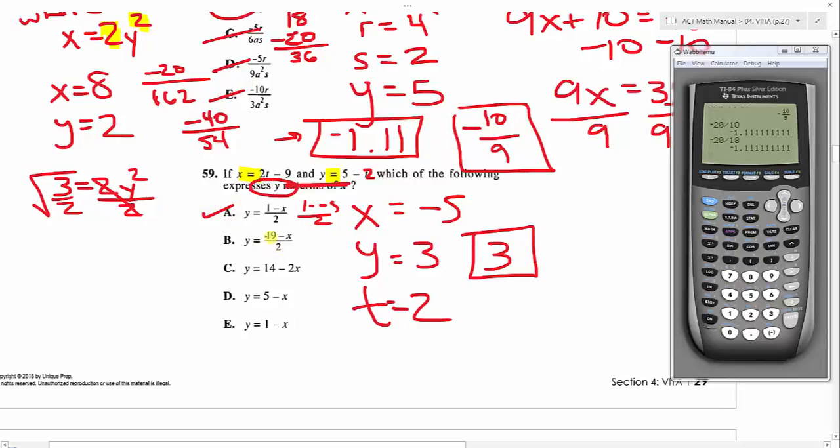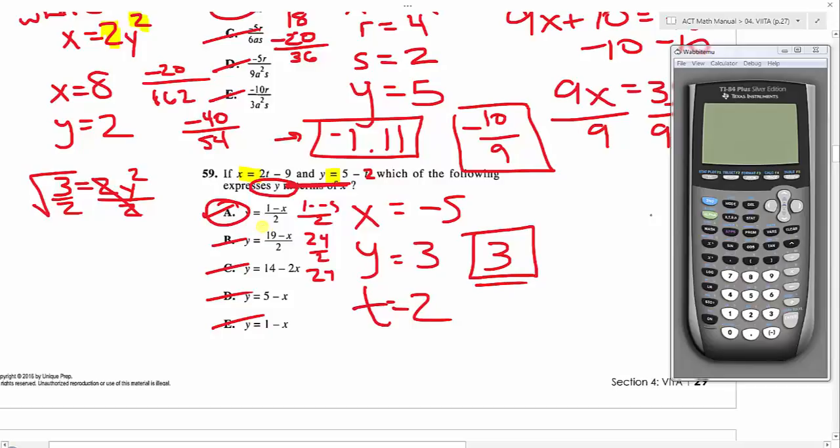So A works. Answer choice B is 19 minus negative 5. That is 24 over 2, which is 12. That does not work. We were looking for 3. Answer choice C, y equals 14 minus 2x, so that is going to be 14 minus a negative 10, which is plus 10. That's 24. Is way too big. This is 5 minus negative 5, which is 10. This is 1 minus negative 5, which is 6, and we are done.